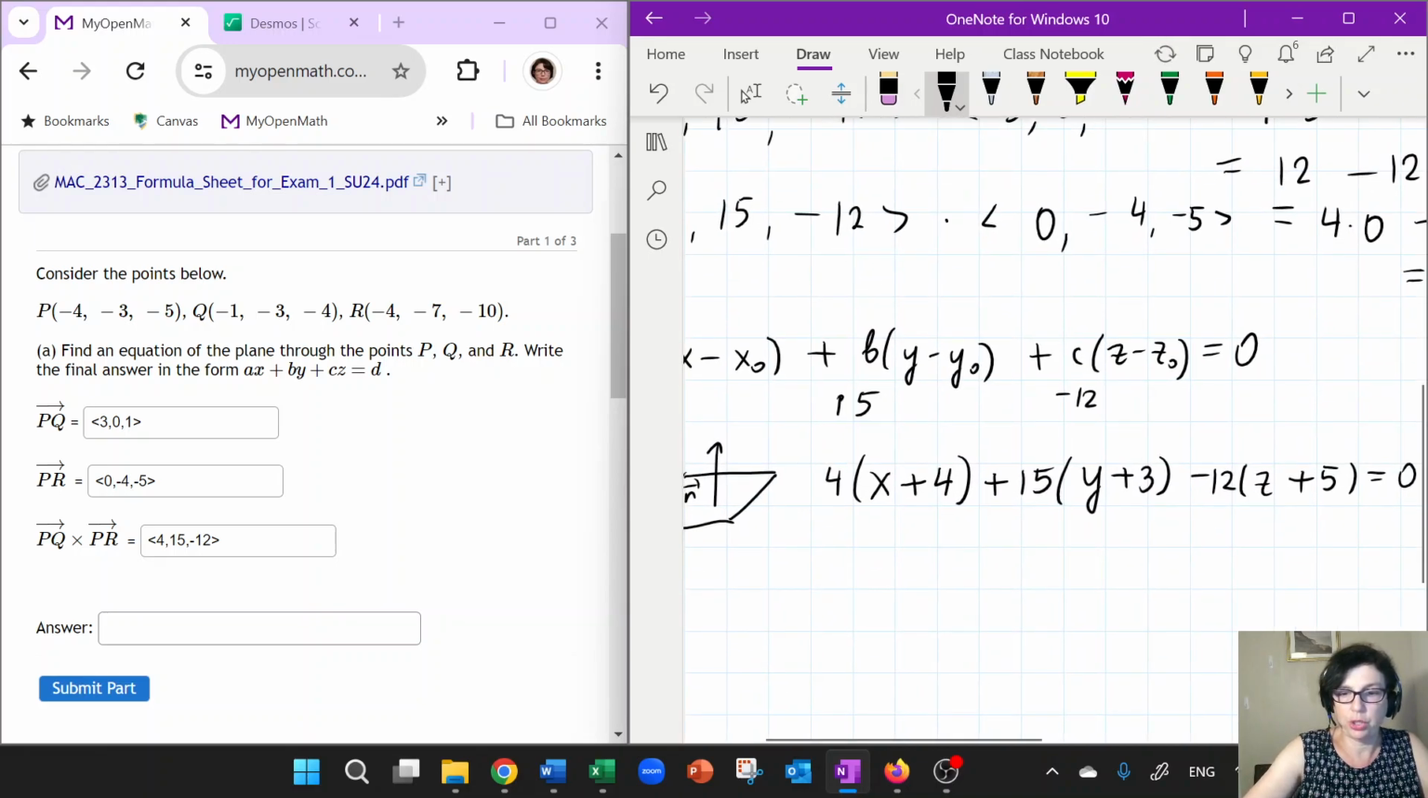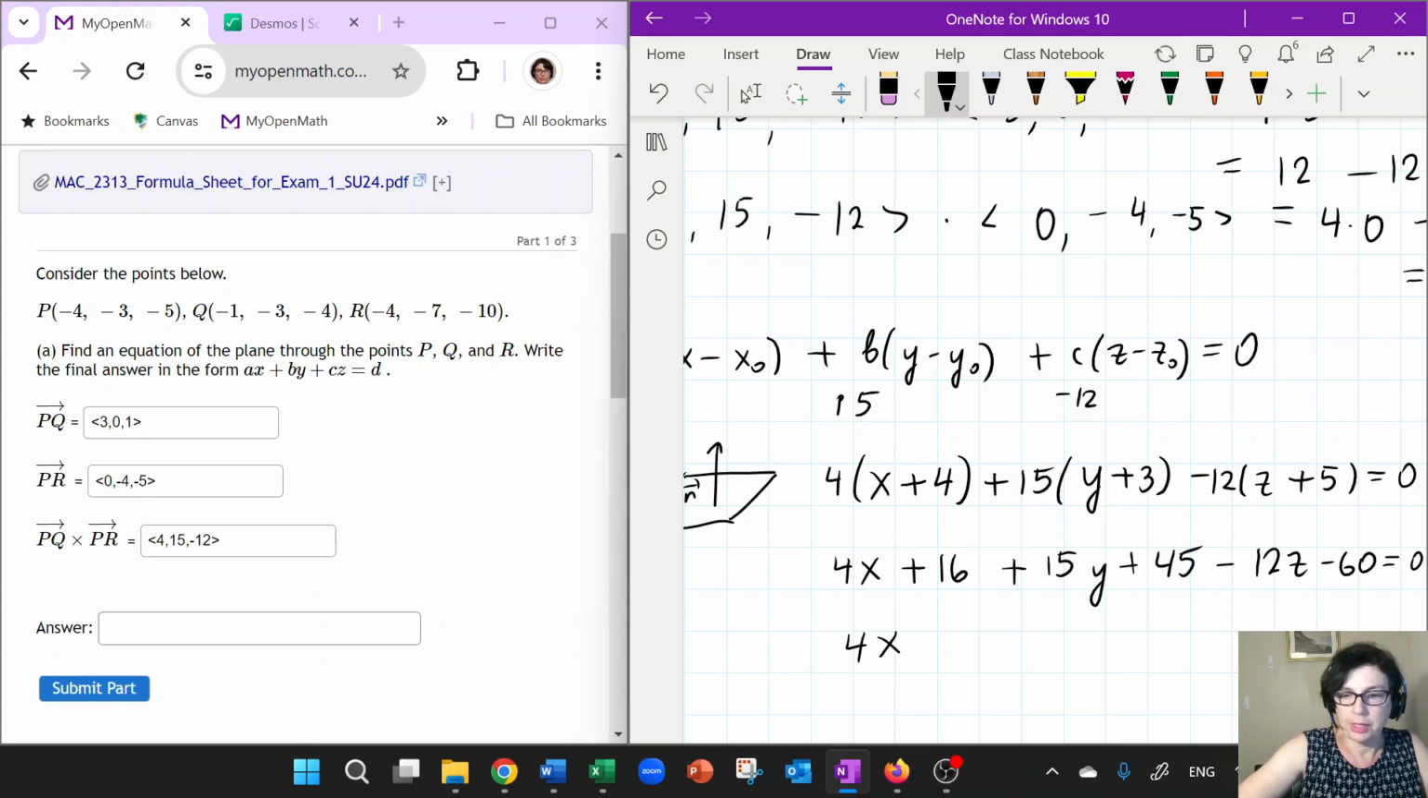Now the final answer should be completely simplified. So I get 4x plus 16 plus 15y plus 45 minus 12z minus 60 equals 0. So 4x plus 15y and minus 12z. Okay, so what is left? So I got 16 plus 45, which I think is 61, minus 60, I think that would be positive 1. So that would become, if I move it to the other side, negative 1.